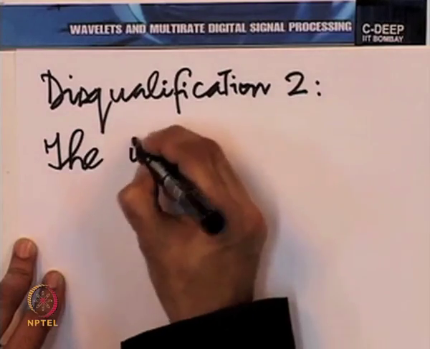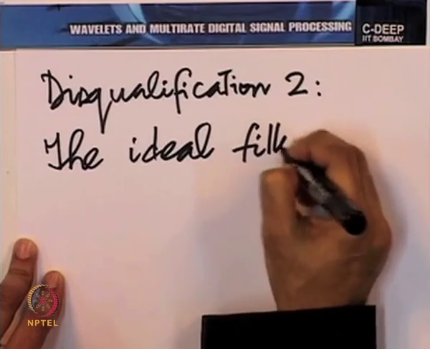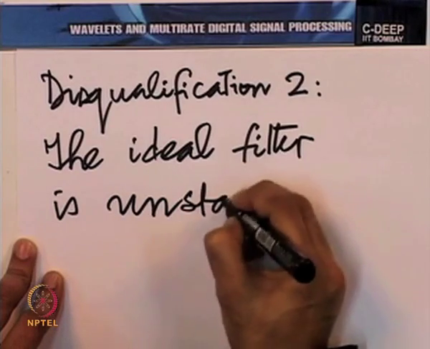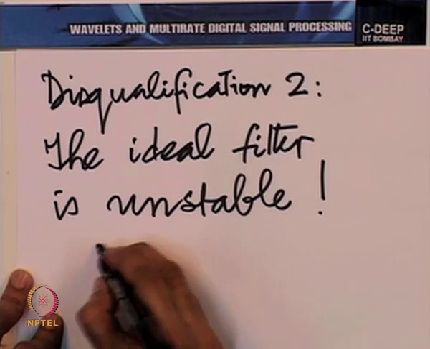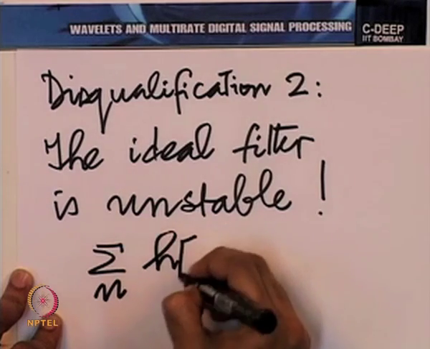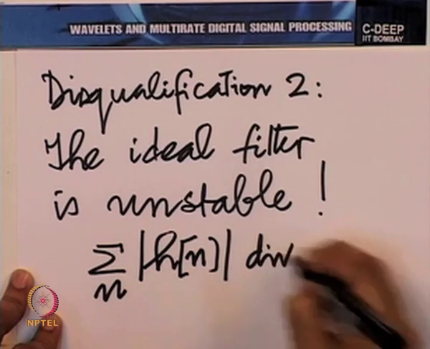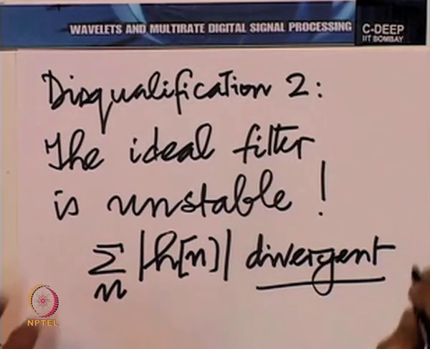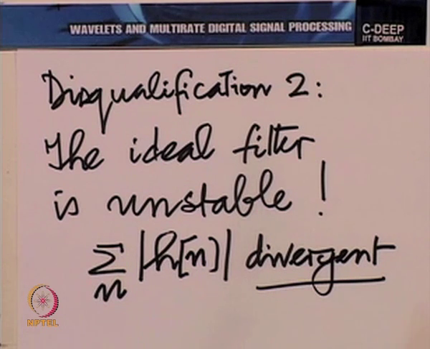The system is unstable. That is, if you look at summation on n of mod h n, it is divergent. A terrible thing to happen. Now, this is also indicative of a subtle point. Just because it is a filter does not mean it has to be stable. The moment you say it has a frequency response, what it means is that when you give a sinusoidal input, a bounded input of course, the output is bounded. In fact, the output is a sinusoid of the same frequency.